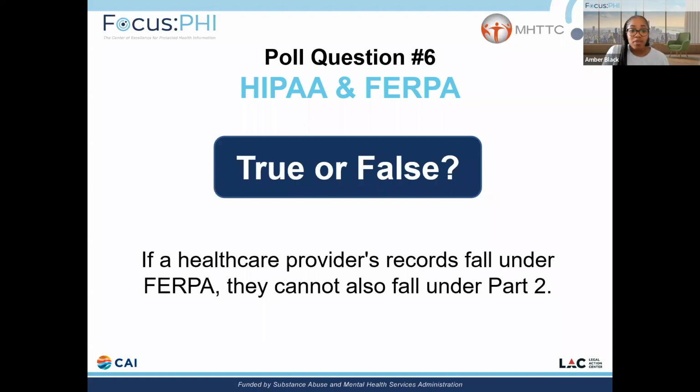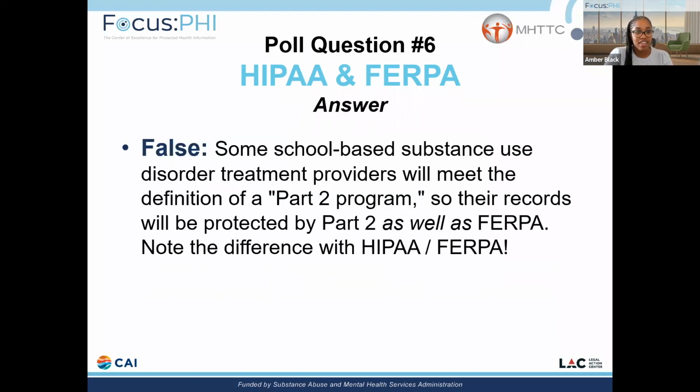It's like 63% of you answered false, with 37% answering true. So great. The answer is false. Some school-based SUD providers will be Part 2 programs, so they will be covered by both Part 2 and FERPA. So Part 2 and FERPA are not mutually exclusive like HIPAA and FERPA are.